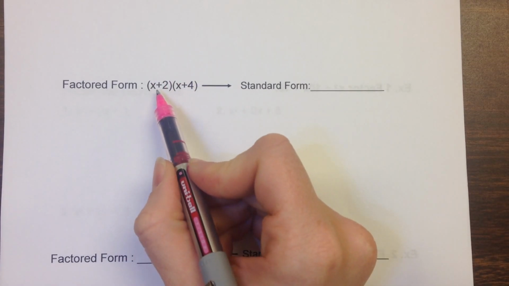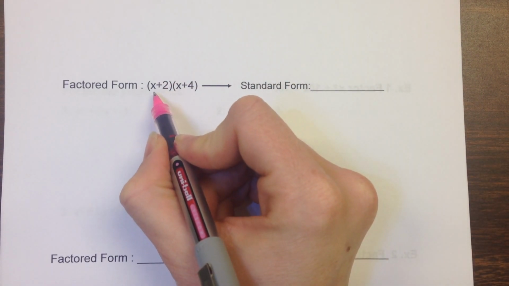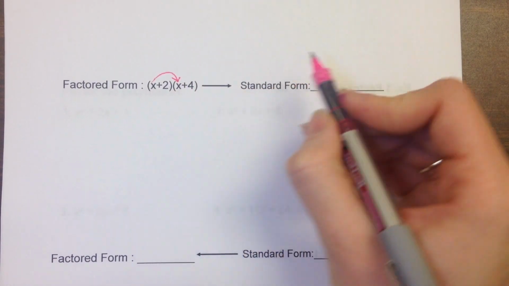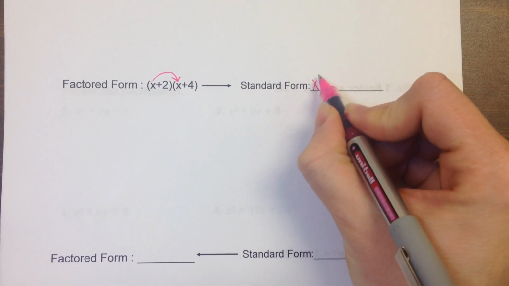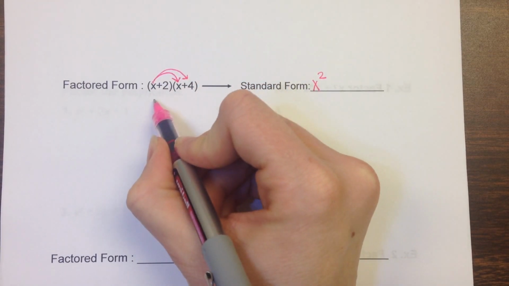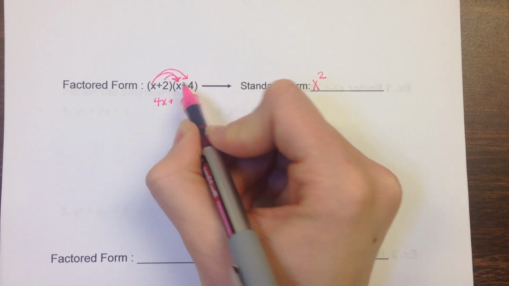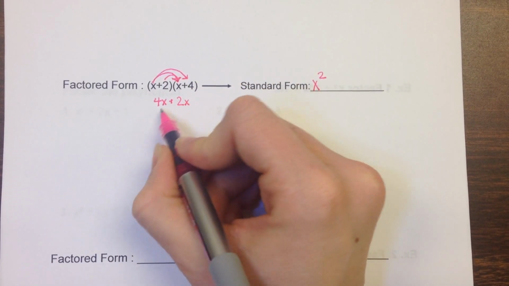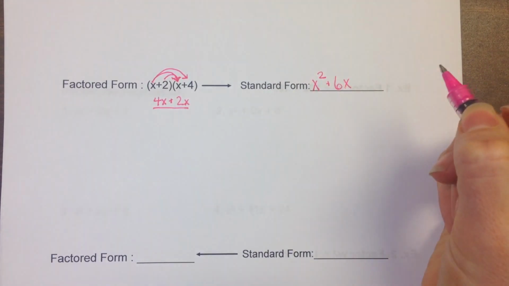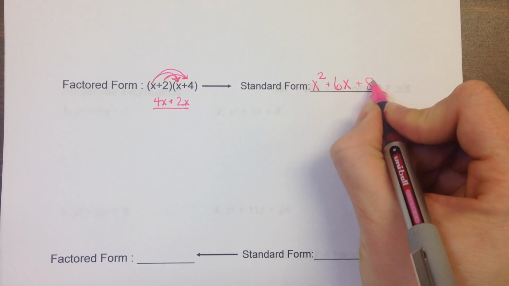So real quickly, we're going to go through the process of putting it into standard form, just to see where it came from. You could use the distributive property by saying x times x would be x squared. And we have x times 4, which gives us 4x. And 2 times x, which gives us 2x. So we have 4x and 2x, which gives us 6x. Then we have 2 times 4, which gives us 8.